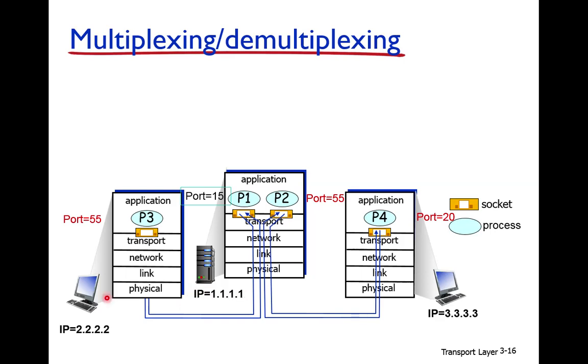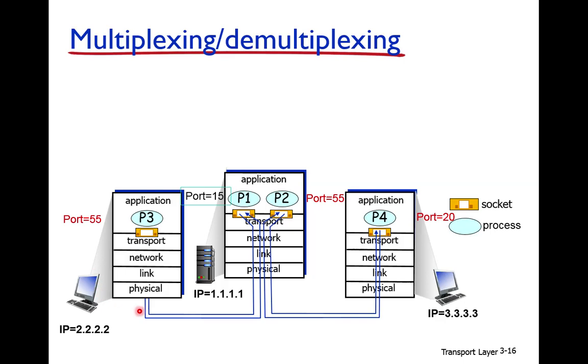Okay, this system has IP address 2.2.2.2. This system has IP address 3.3.3.3. This system runs an application, and its application number is P4. This system is running two applications, P1 and P2, and this system is running one application called P3.